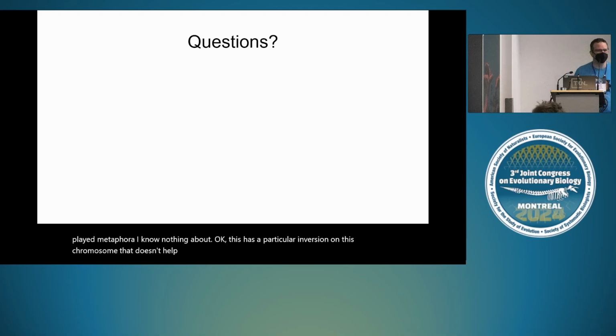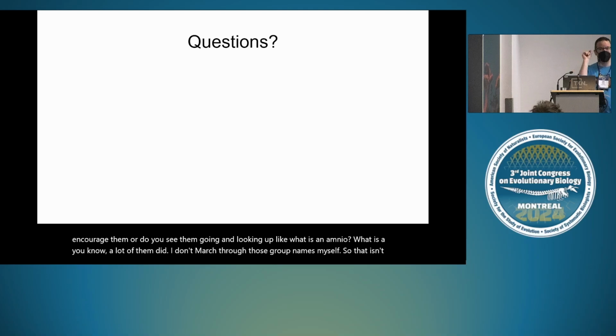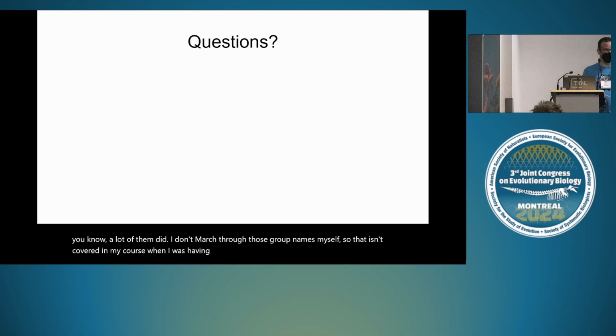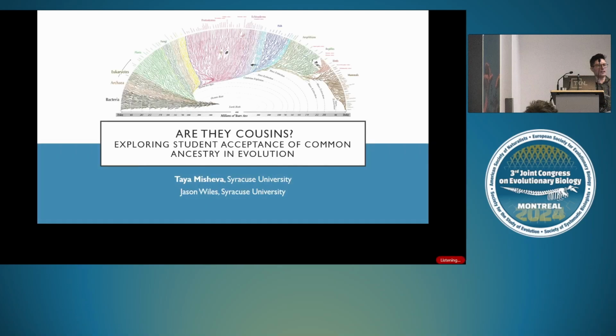I guess I'm curious about, in a course like this, I also teach intro. We don't march through the tree of life. They don't know family names. They don't know group names. Do you see a lot or encourage them, or do you see them going and looking up, like, what is an amnio? A lot of them did. I don't march through those group names myself, so that isn't covered in my course. When I was having them fill out the table, a lot of them ended up indicating that they have now learned that horses and deer are not actually that closely related, even though it seems like they might be.